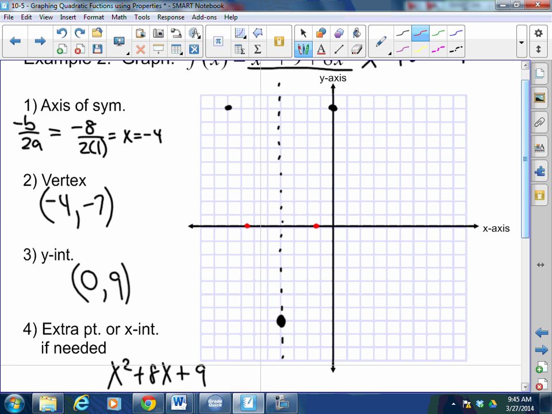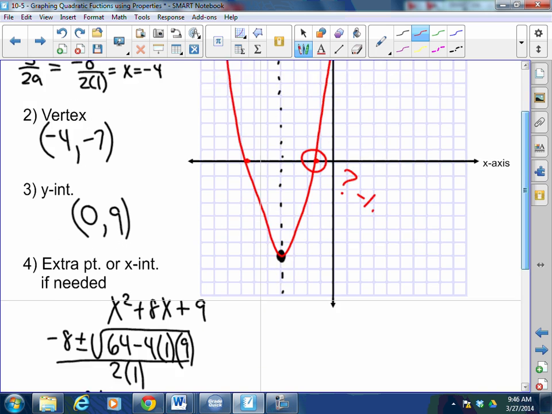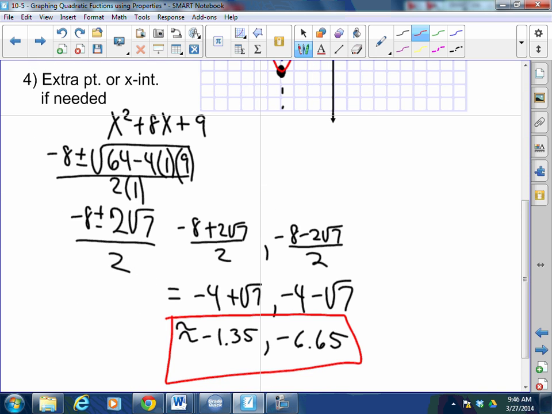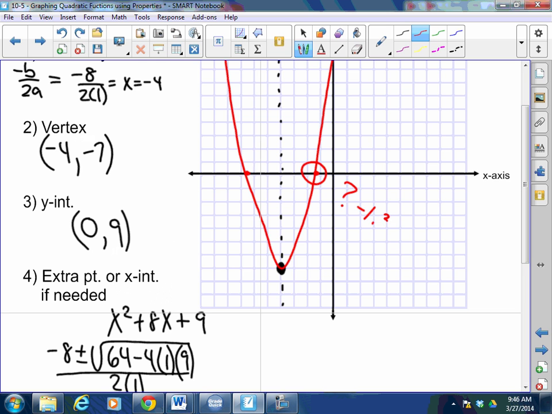And now you've got a graph. Perfection. And when they ask you, well, what is that? Well, that's negative 1 point, what do we say? 1.35. And this is negative 6.65. That's solved and graphed, perfection.